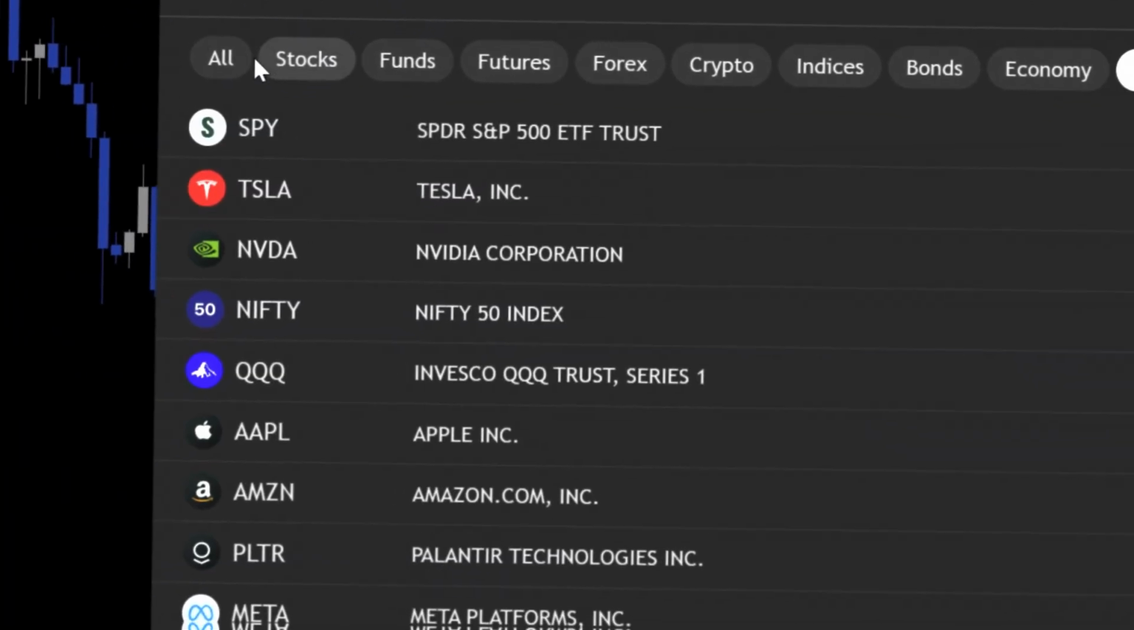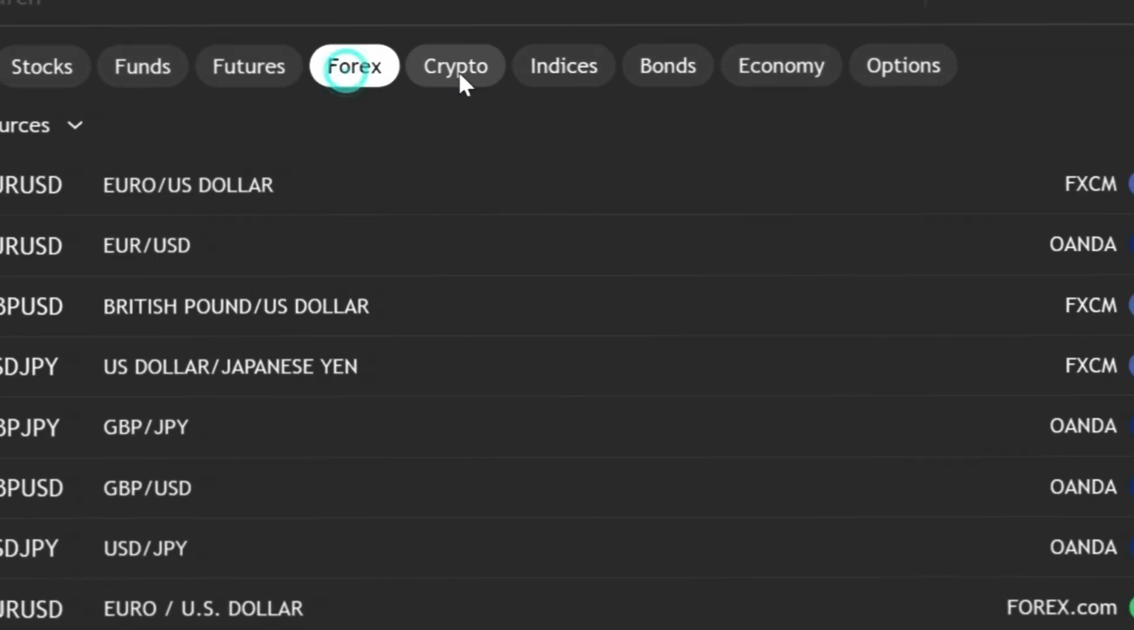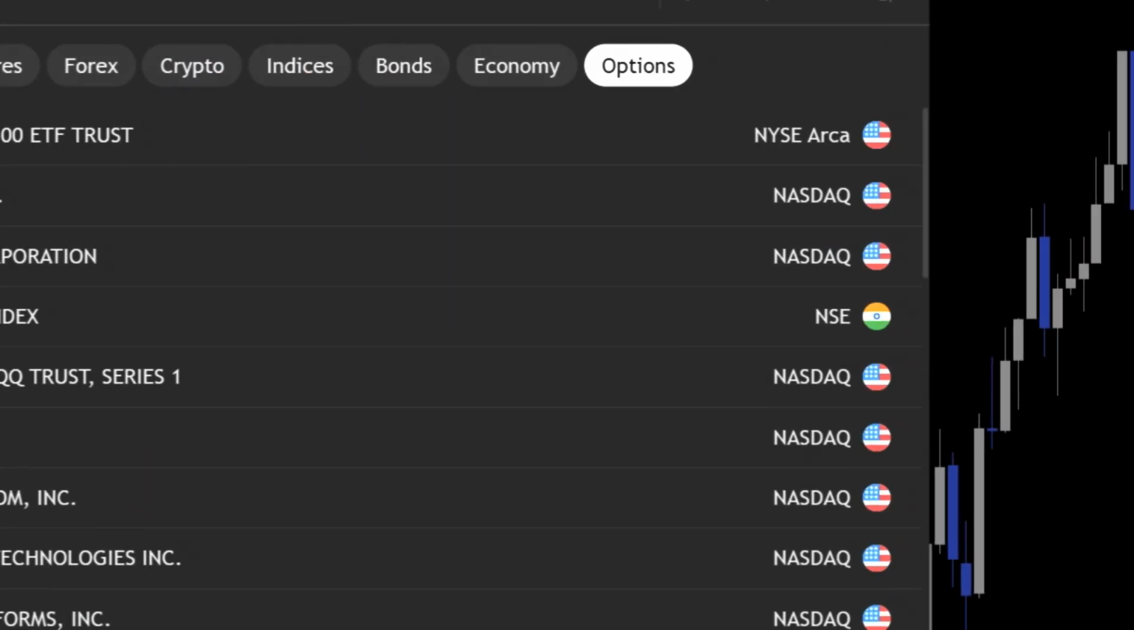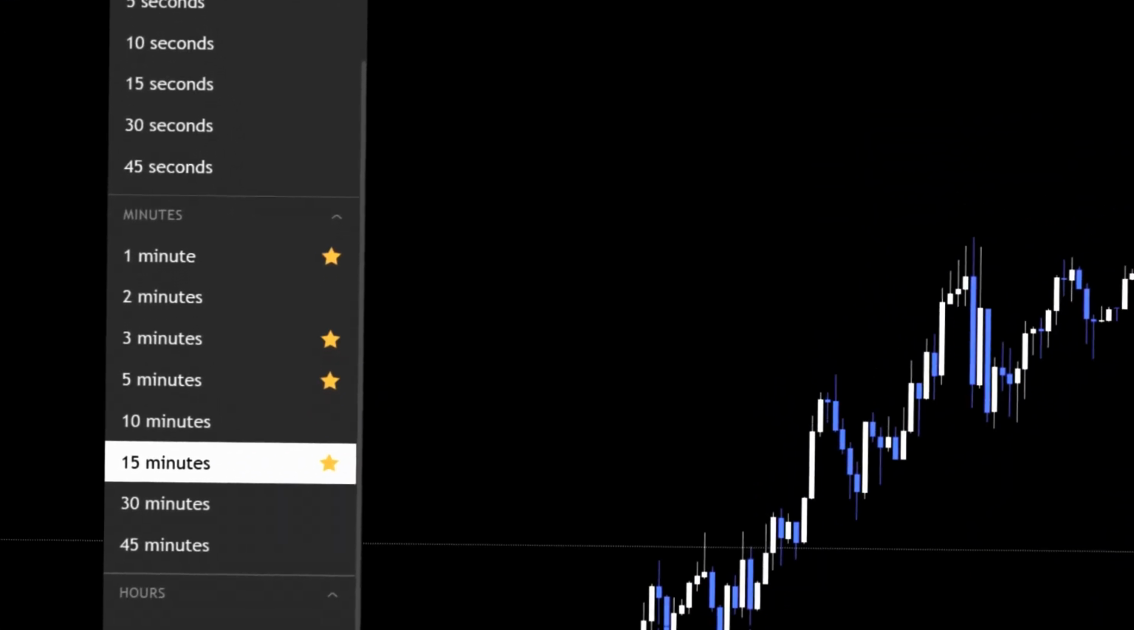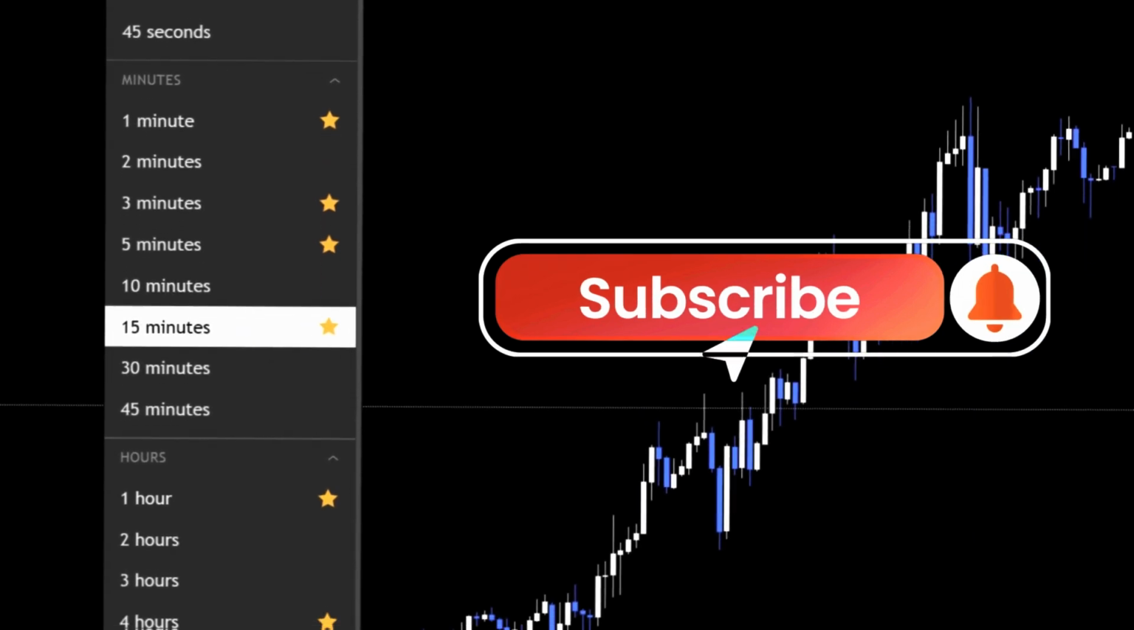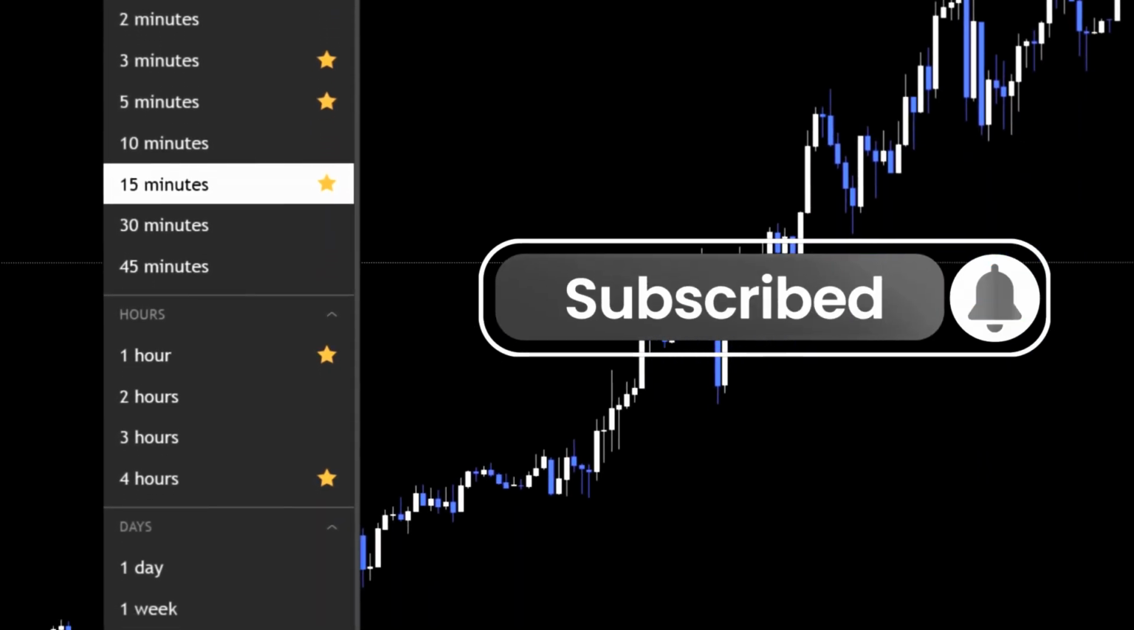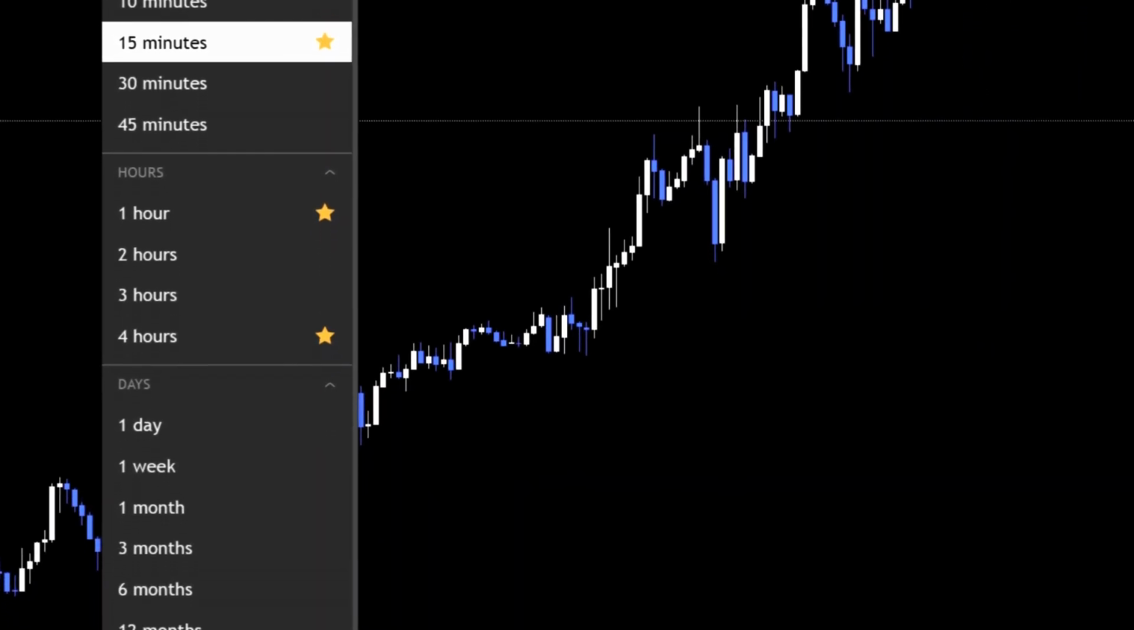But here's the cool part. This approach isn't picky, whether it's stocks, forex or crypto, or any time frame that fits your style, from a super short 1-minute chart to longer daily ones. So feel free to pick whatever you're most comfortable trading and follow along.